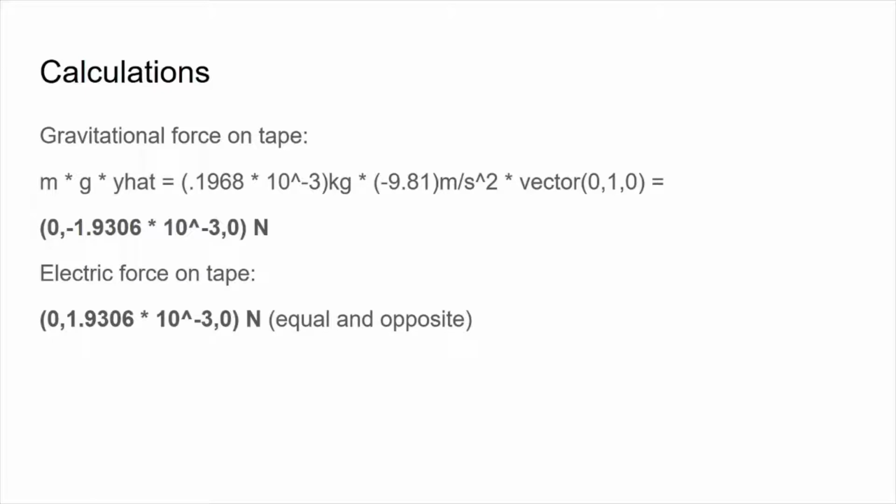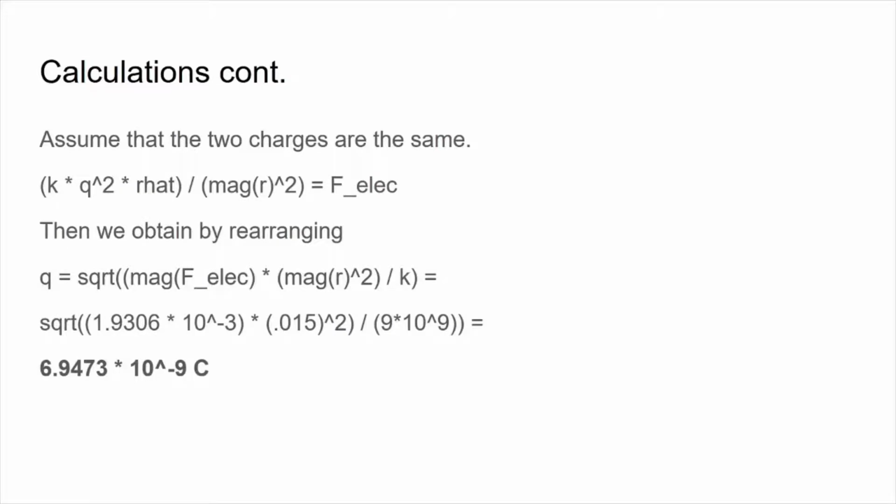So here we assume that the two tapes have the same charge, and from that we can rearrange the formula for electric force to obtain a formula for the charge Q of each of the tapes. And from that we calculate and get the value 6.9473 times 10 to the negative 9 coulombs.